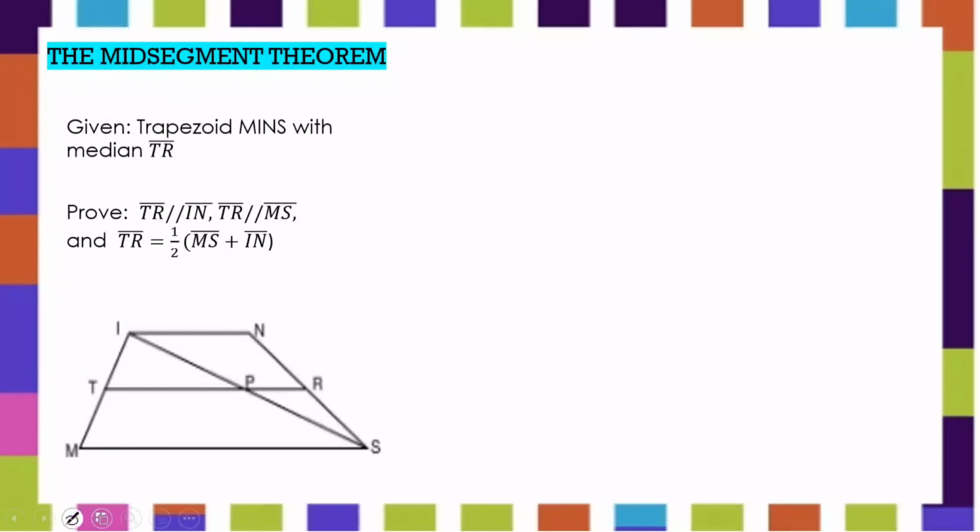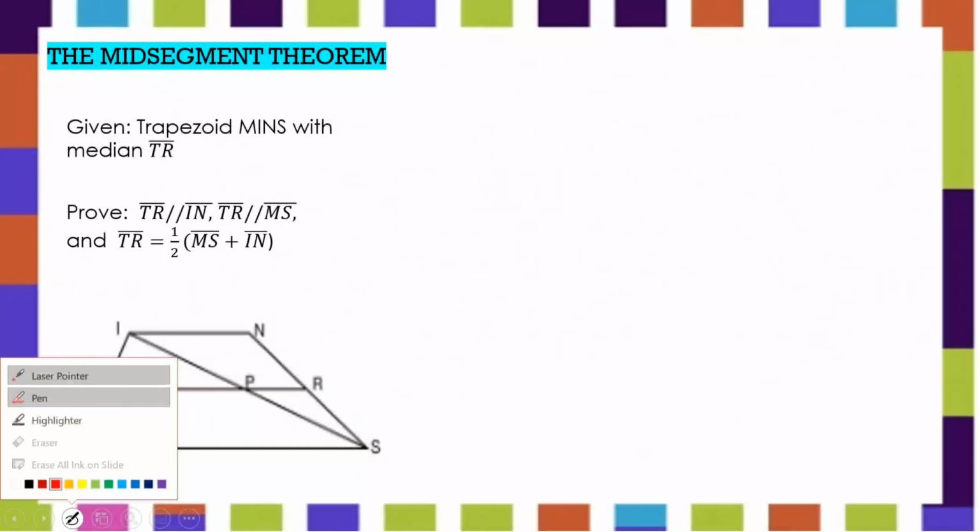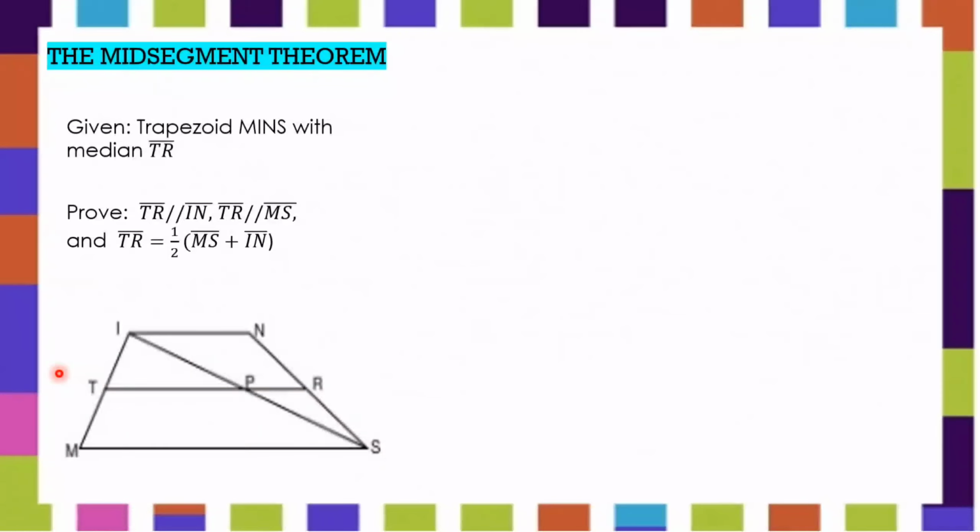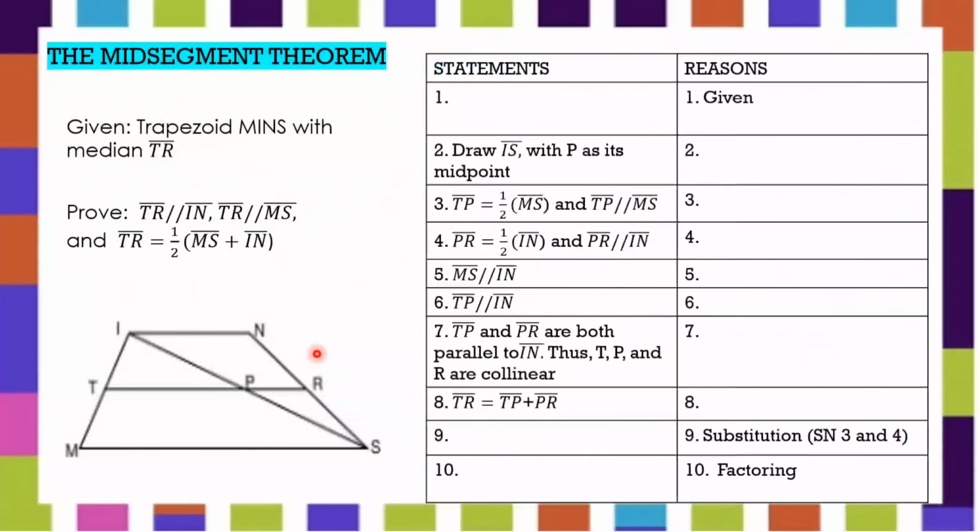Okay, so we are given here trapezoid MINS with median TR. So we need to prove that TR is parallel to IN and also parallel to MS. And we need to prove also that the measure of TR, so this median, is just 1/2 of the sum of the length of MS and IN. Okay? So for the proof, let's have this one.